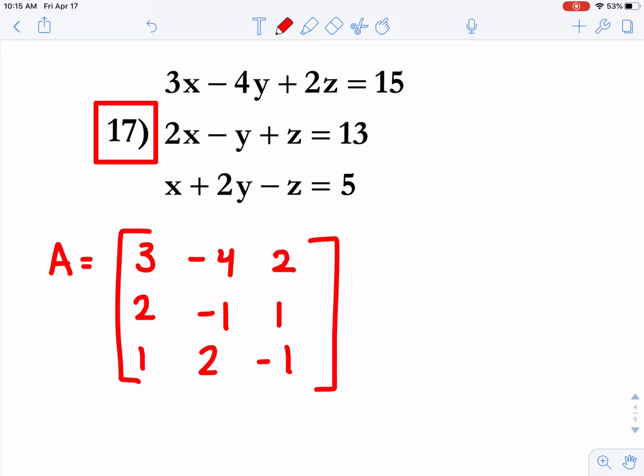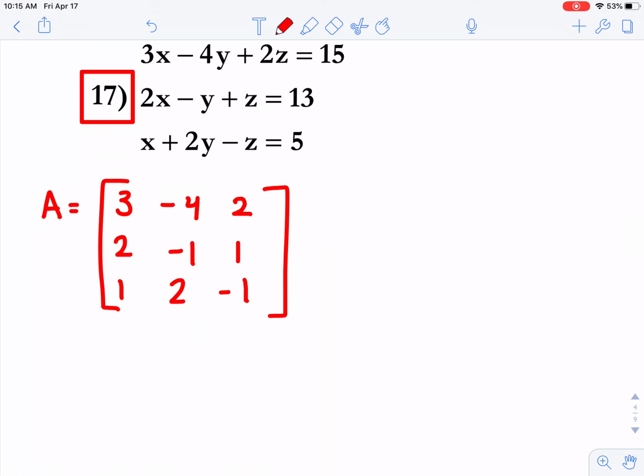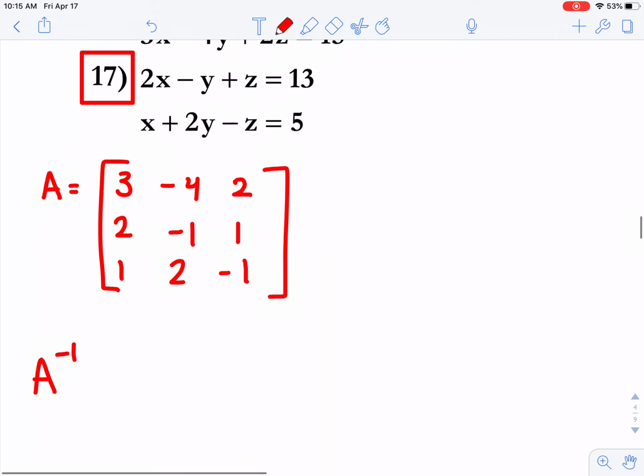And that's Dean Scott in the background making his appearance. Okay, so what we want to do in order to solve using inverses, first we want to find the inverse. Dean's excited about this math.